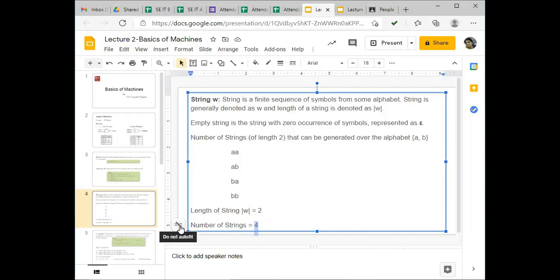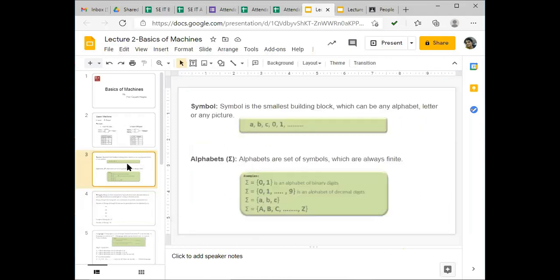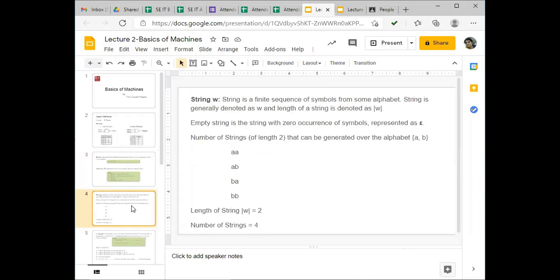Right, Rehan. I hope you understood this terminology, students. Is this clear with symbol, alphabet, string, string length, and number of strings?